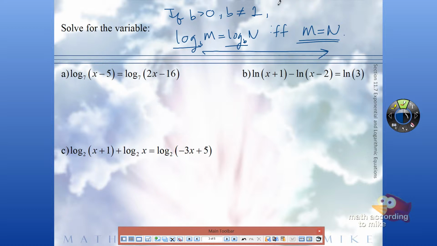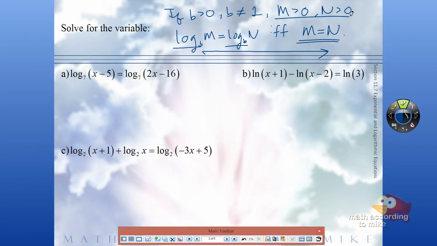Oh, I forgot to say something here. M is positive, n is positive. We need that part too because after we solve for the variable, we have to make sure that it makes your arguments positive. If it does not make it positive, then it's not a solution. We'll need that come on up here in a second.